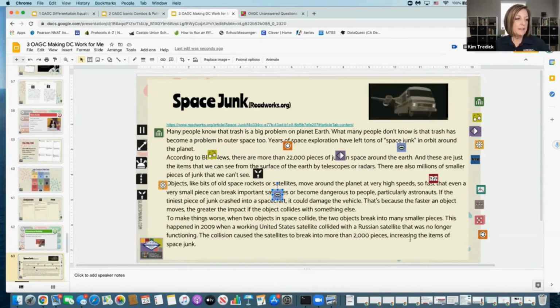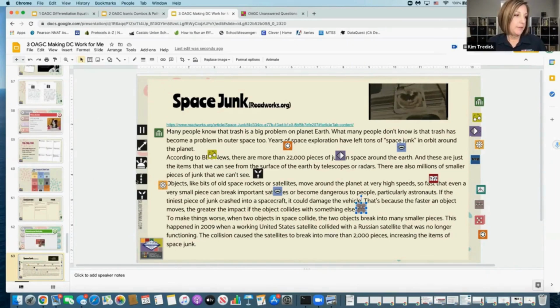If the tiniest piece of junk crashed into a spacecraft, it could damage a vehicle. That's because the faster an object moves, the greater the impact when the object collides with something. Oh my gosh, that sounds like a physics rule to me. I need to remember that. What else do we want to put here? Is there anything else that we want to annotate and remember?